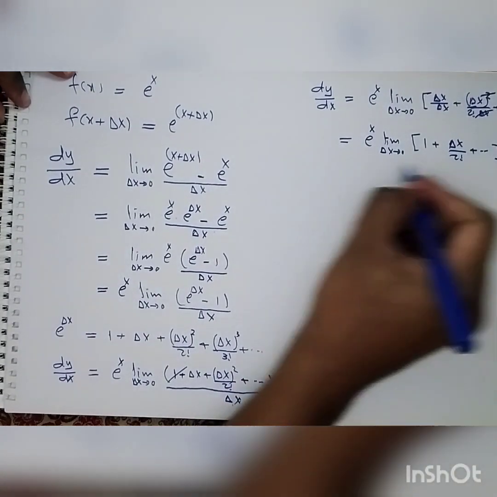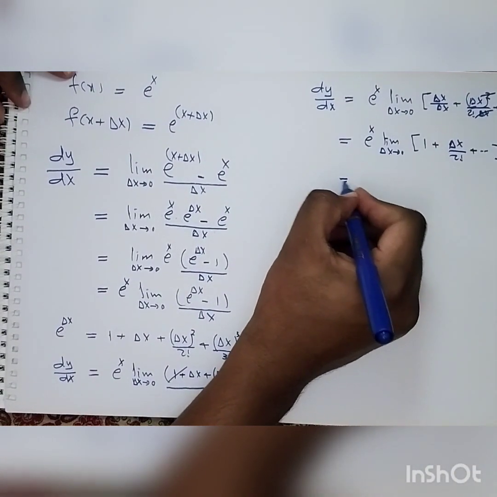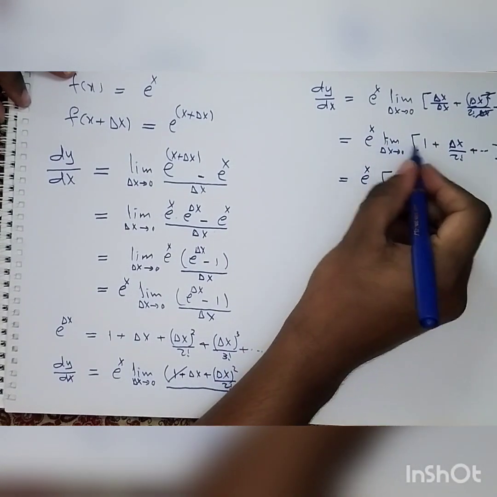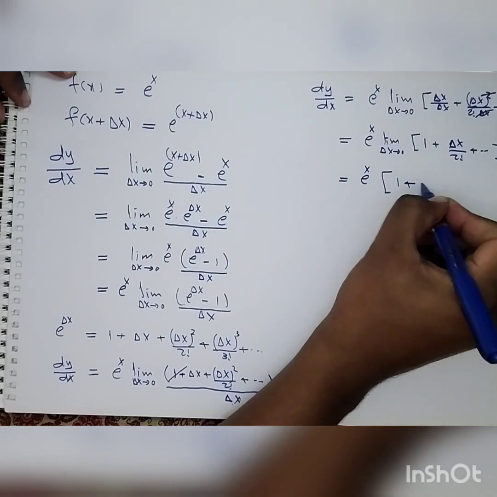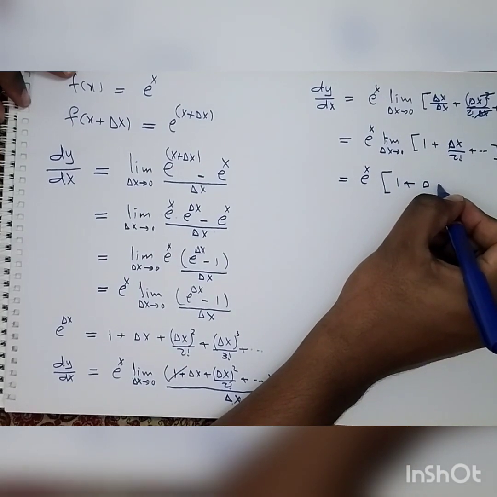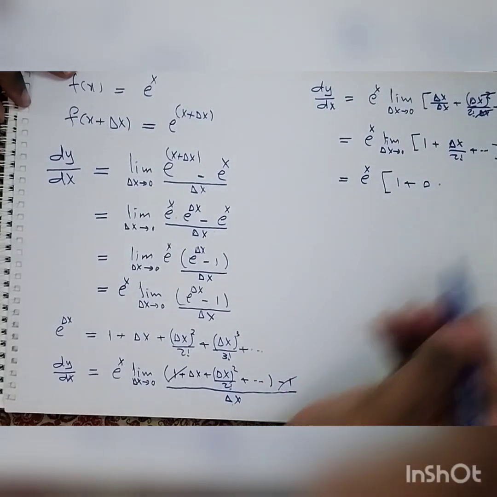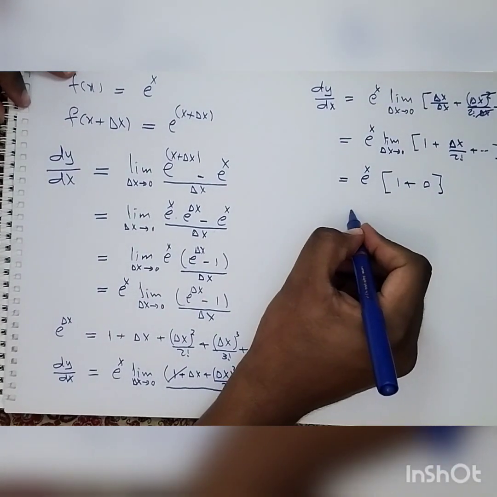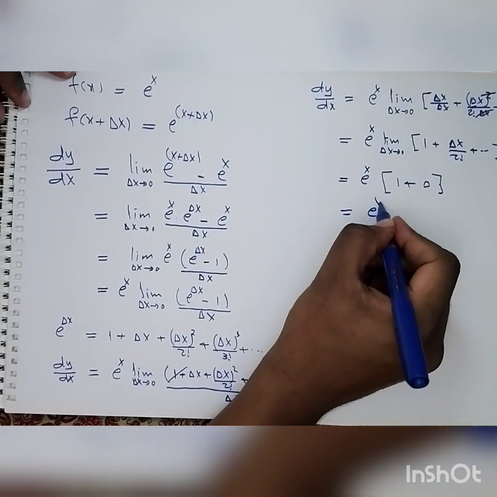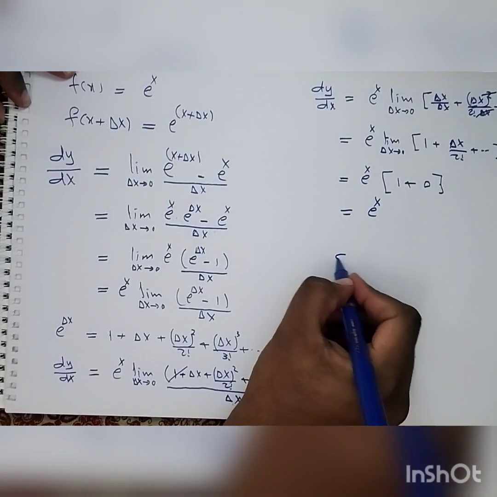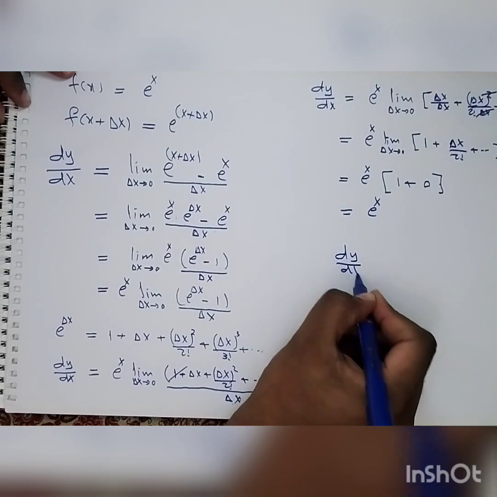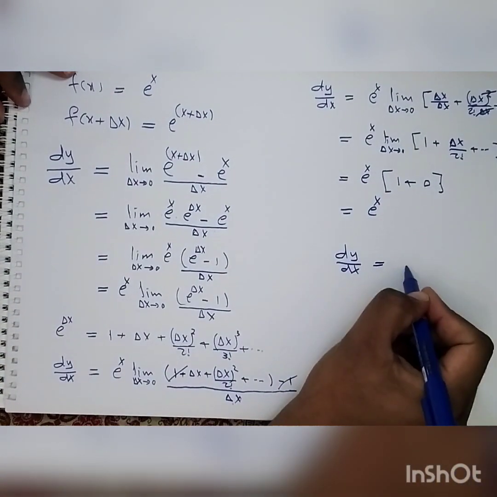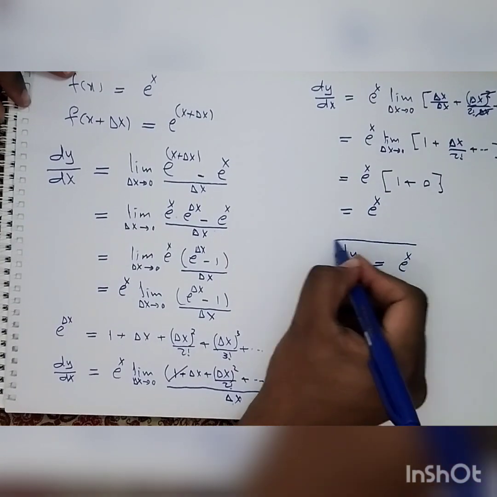Everything here depends on delta x. So this will be e to the power x. After substitution, the limit of 1 is 1, then plus everything here will be 0. Also for those terms, if you want to check, I just cut it off, but everything here will be 0, and that will be equal to e to the power x. So that means the derivative of e to the power x will be equal to e to the power x using the limits.